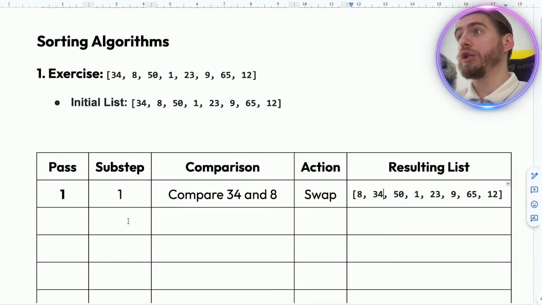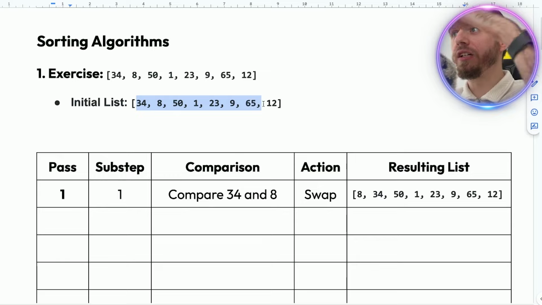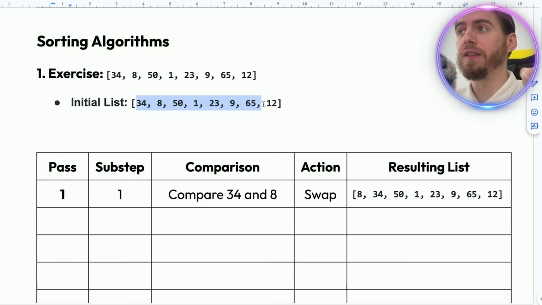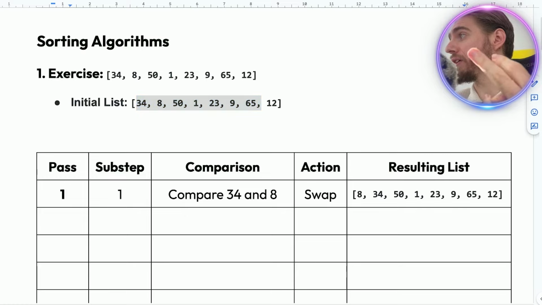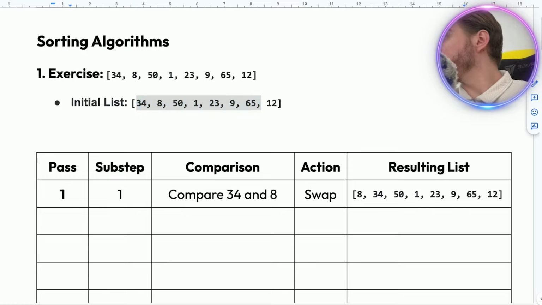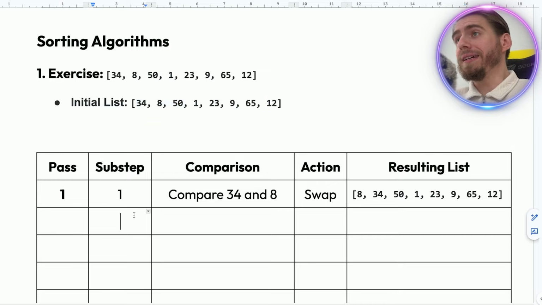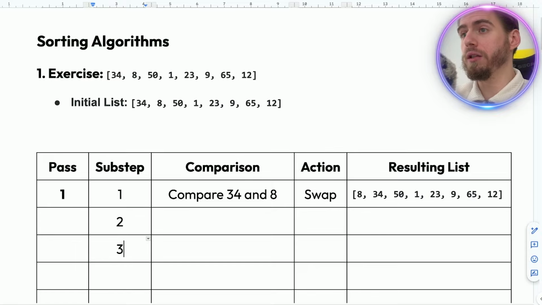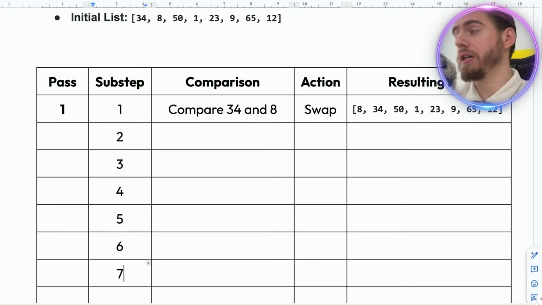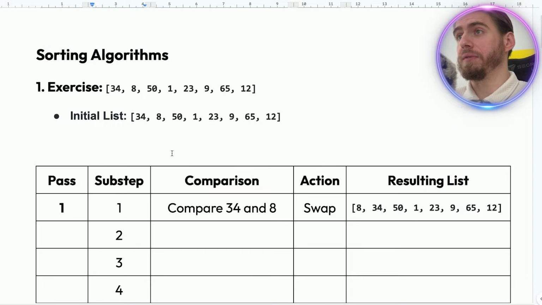Now, to complete the full pass, so again the full iteration from the first element of the list until the last element of the list. First element is 1. Thank you so much for the correction. Yeah, first element would be 8. So how many substeps would we have? At each iteration we would have 1, 2, 3, 4, 5, 6, 7 substeps, because we have 7 pairs of comparison.